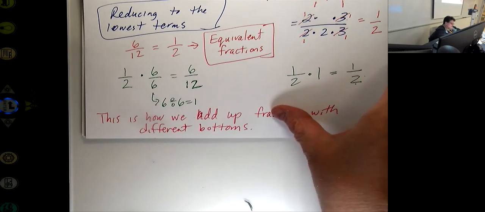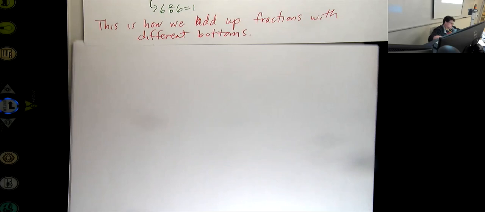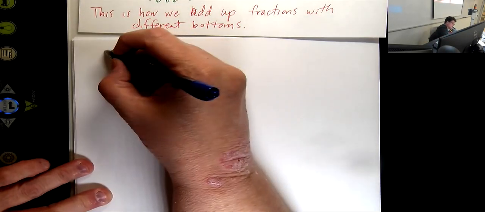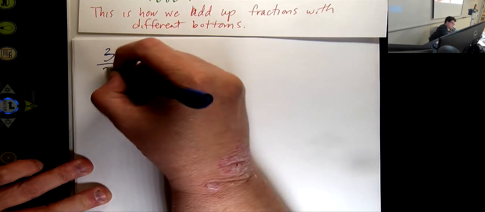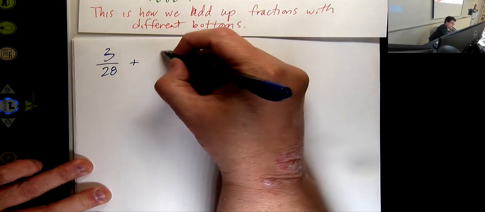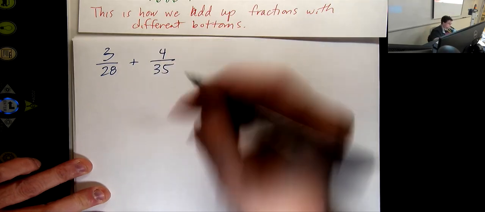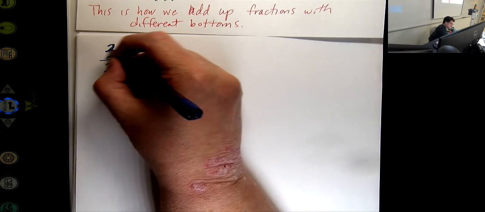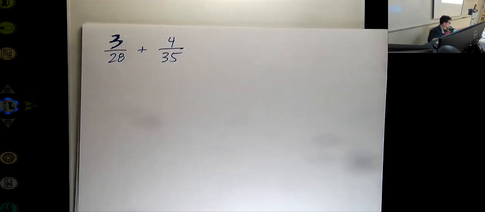Let me give you an example. Let's say I have 3/28 and I want to add 4/35.